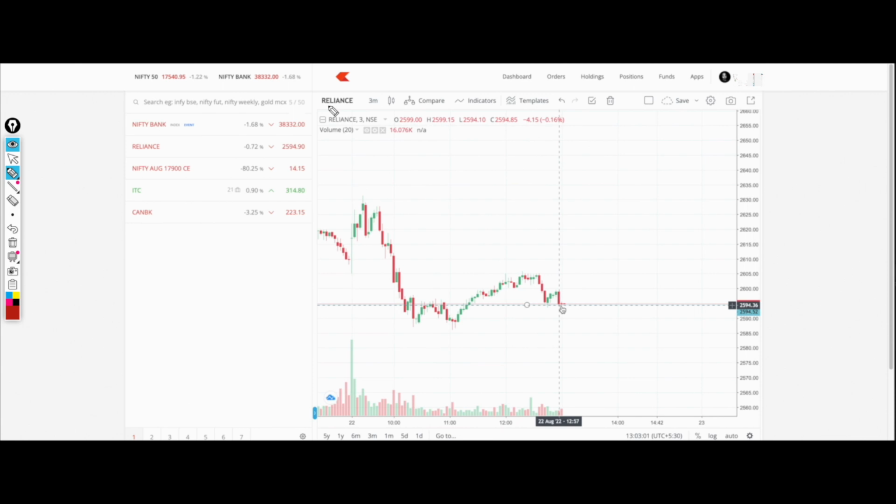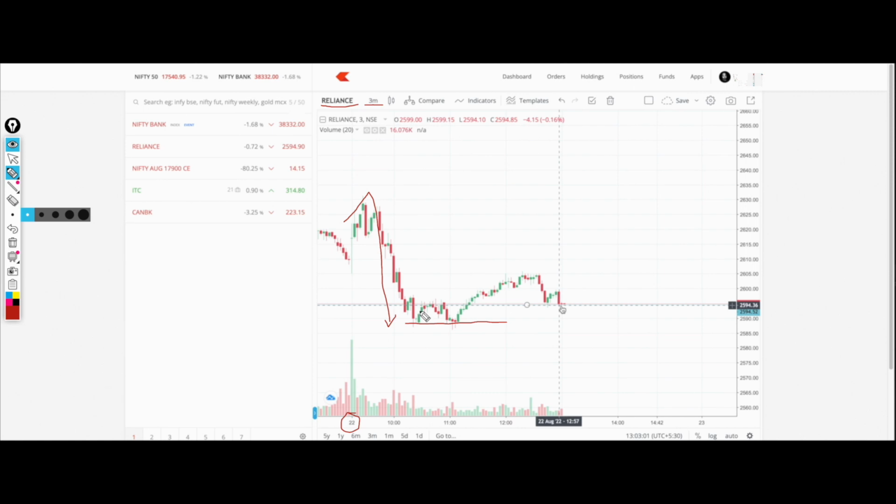Now what you can see here is a chart of Reliance Industries, 3 minute time frame, and the date is 22nd of August. Now on this day, what happened? The stock went up, and then there was a sudden fall. Now after the sudden fall, I could see this stock bouncing back. So what I did was, I marked this level. I considered this level as a support.